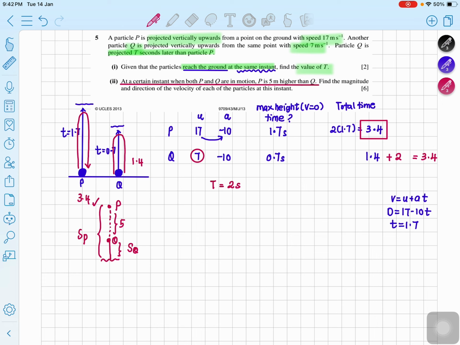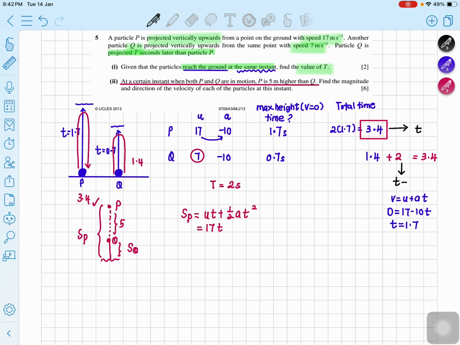So what will you do? I'm going to do P first. I'm going to use ut plus half at squared. Initial speed is 17. The time we are taking is t. One more consideration: if the time for this is written as t, what will be the time for Q's journey? What will you do for Q's journey? Will you do t plus 2 or will you do t minus 2?